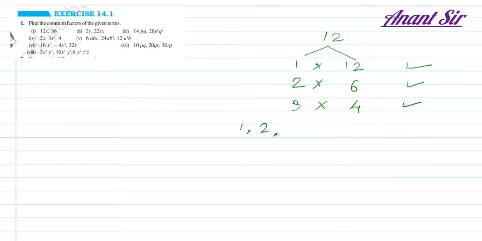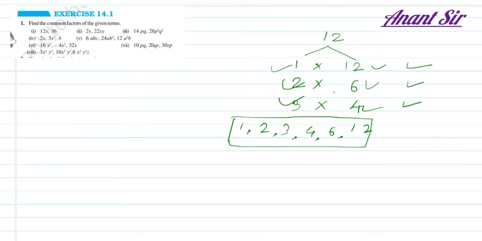So 1, 2, 3, 4, 6 and 12. All these are the factors of 12. Out of these, if we write only 2 and 3, then we say that these are the prime factors of 12. Okay, we know what is a prime number.